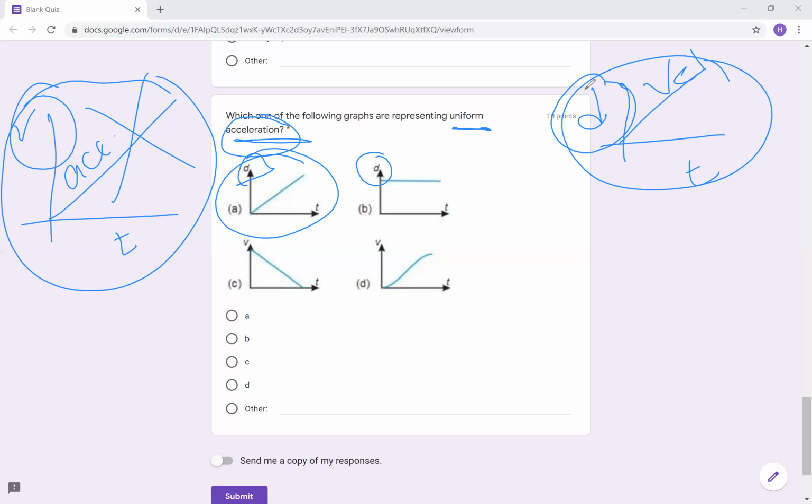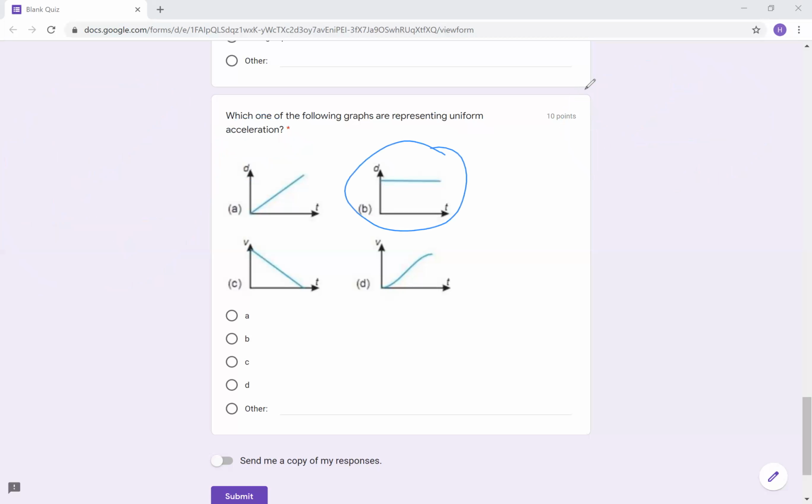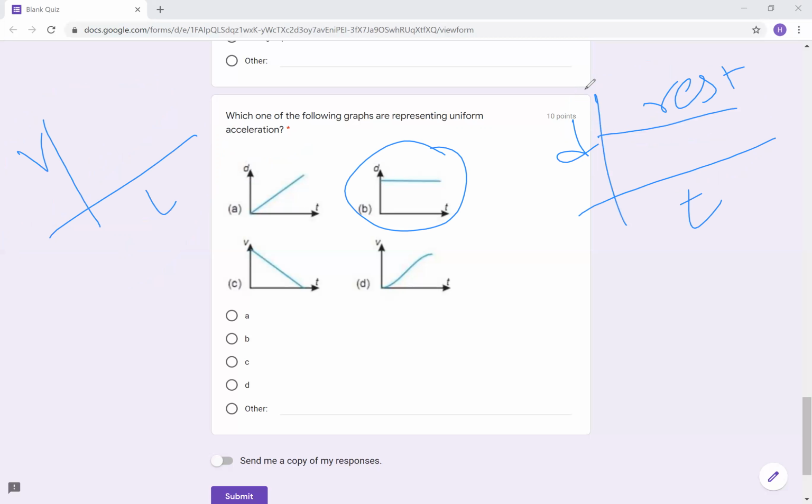Now moving on towards the next graph. In this graph, this is a straight line, as we have shown over here. This line will always show that the body is at rest if it is in the distance time graph. But if it is in the form of a velocity time graph, the same line will show that the body is moving with a uniform velocity. Over here, acceleration will be equal to 0.